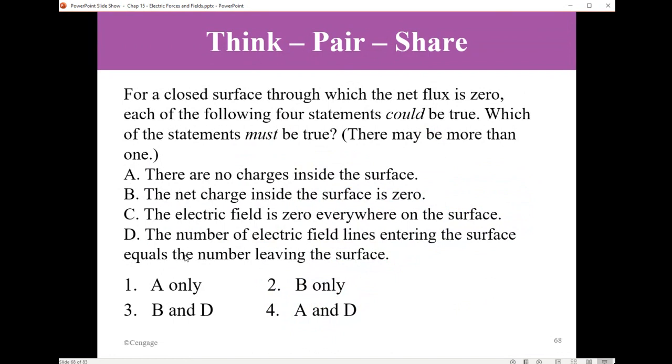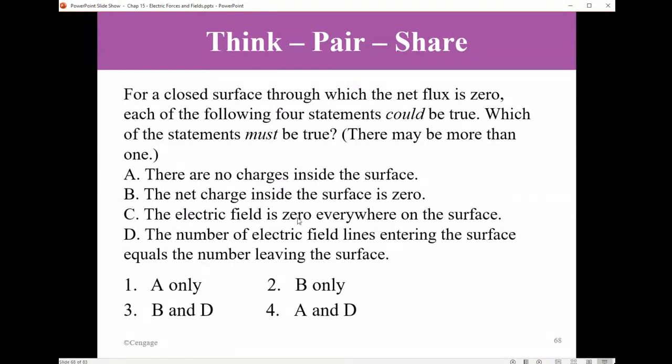For a closed surface through which the net flux is 0, each of the following statements could be true. Which of the statements must be true? There may be more than one. There are no charges inside the surface. This is a possibility because it says the net flux is 0. The net charge inside the surface is 0.